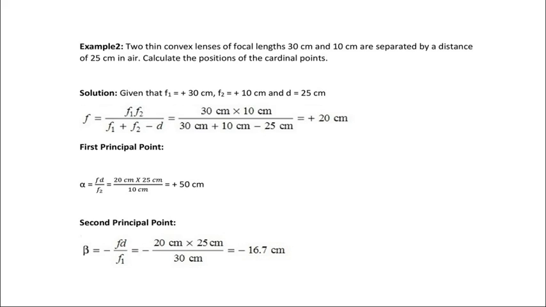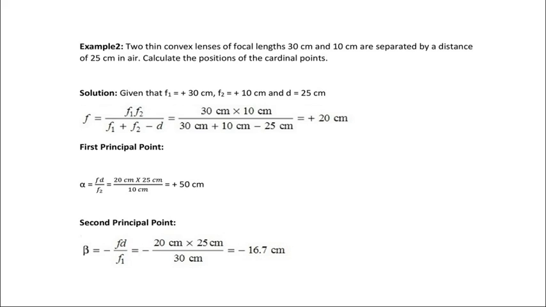F is equal to f1 f2 by f1 plus f2 minus d. Substituting the values, 30 cm into 10 cm by 30 cm plus 10 cm minus 25 cm, it turns out to be equal to plus 20 cm. First principal point alpha is equal to fd by f2. It is equal to 20 cm into 25 cm by 10 cm. It turns out to be equal to plus 50 cm.